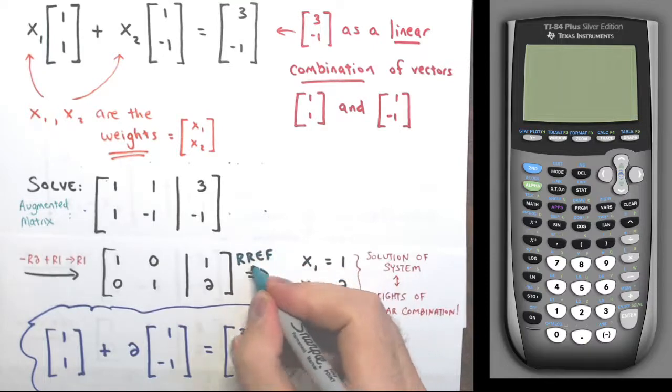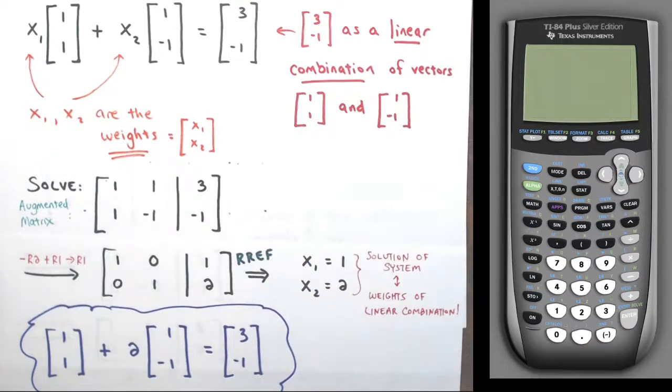RREF, right, this guy with the leading ones in every row. The first non-zero entry in every row is a 1, and then below and above those ones are zeros. So on the calculator, if you go to the matrix, I have a TI-84 Plus, right? If you have an 83 or 84, this is similar. Go to the matrix menu, go over to edit, and then I'll say let's enter matrix A here.